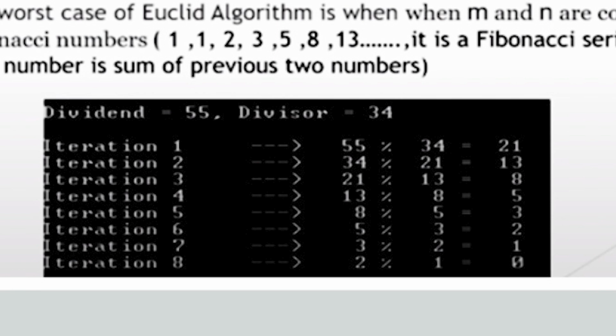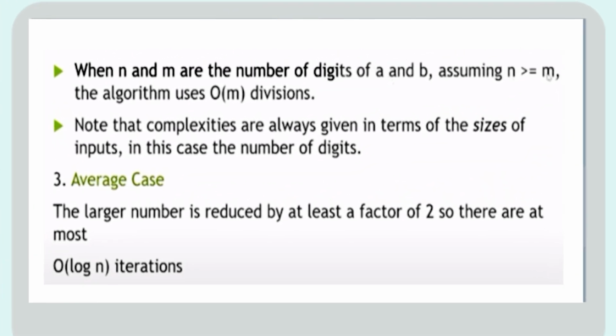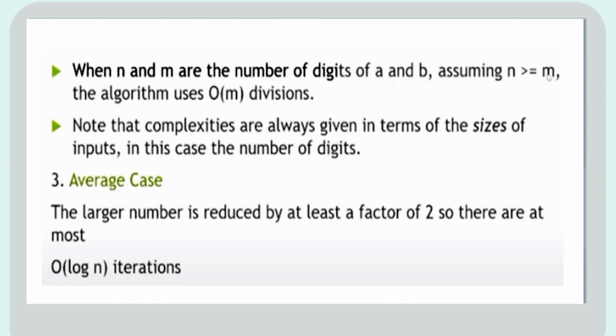So, how many iterations will there be? The number of iterations will be maximum in the worst case, that is, if both numbers are consecutive Fibonacci series numbers. So, with consecutive Fibonacci numbers we get the worst case time complexity. When n and m are the number of digits of a and b, assuming n is greater than or equal to m, the algorithm uses order of m divisions. So, in the worst case we can say order of m divisions. Note that the complexity is always given in terms of the size of the input, so in this case the number of digits.